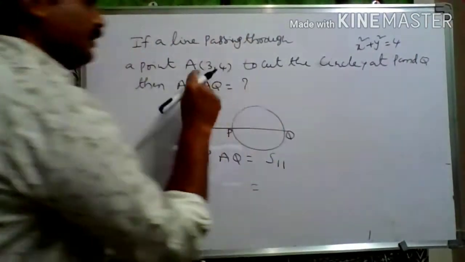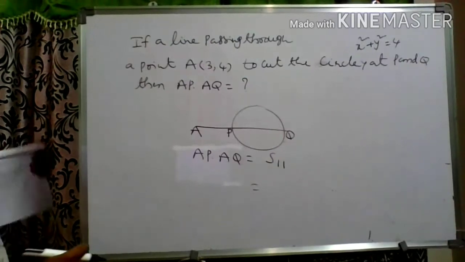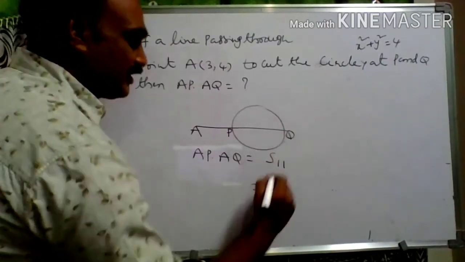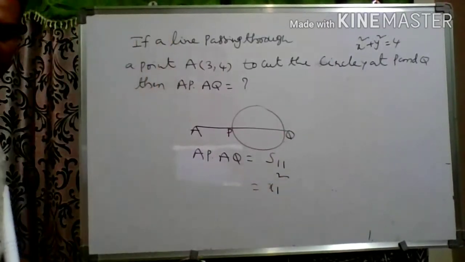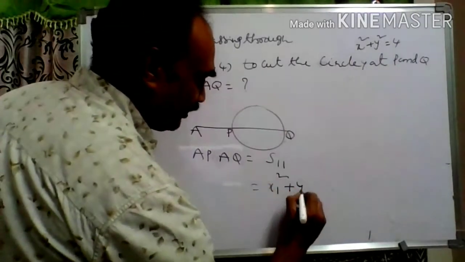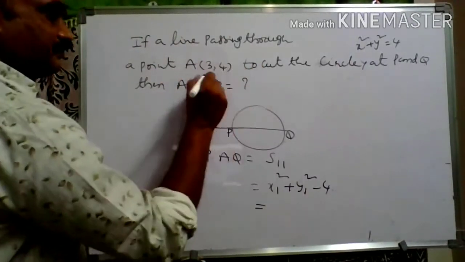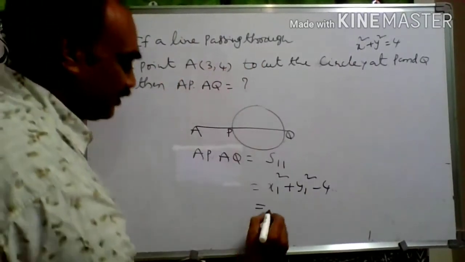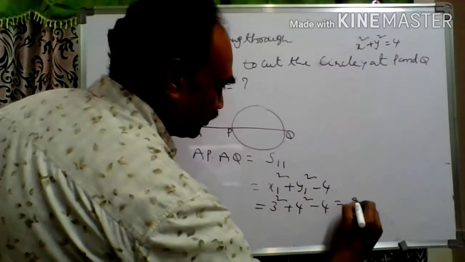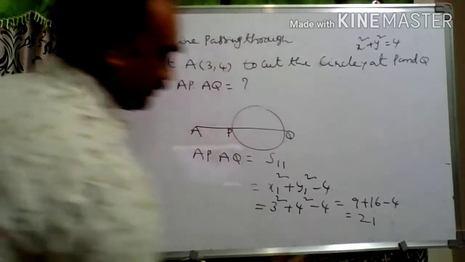To cut the circle x square plus y square is equal to 4 at P and Q, then AP into AQ is equal to S11. So S11 is equal to x1 square plus y1 square minus 4. Student, what is x1, y1? This is x1, y1. So 3 square plus 4 square minus 4. So 9 plus 16 minus 4. So that is equal to 21.